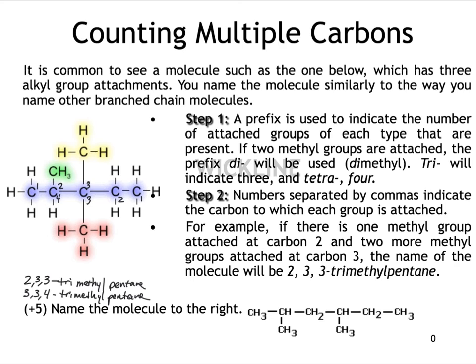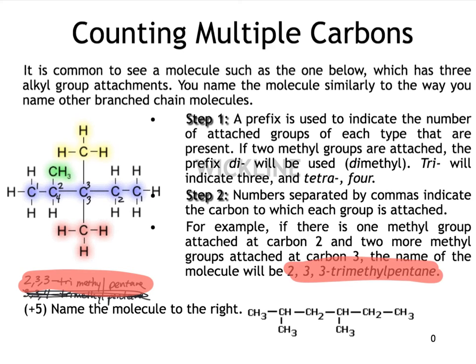So I alluded to this earlier, but the one you're actually going to choose is going to be the one whose numbers sum to the smallest number. So a 2 plus a 3 is 5, plus a 3 is 8. But a 3 plus a 3 is 6, plus another 4 is 10. So we have a total of 8 versus a total of 10. And that's the reason why you would eliminate this answer choice, and your final answer would be 2,3,3-trimethylpentane.